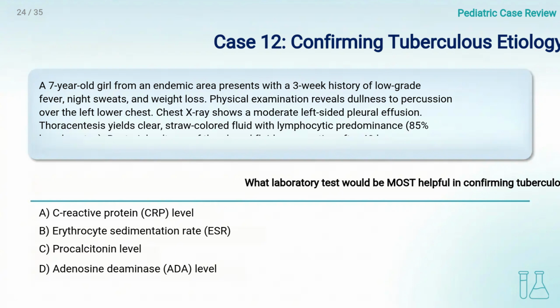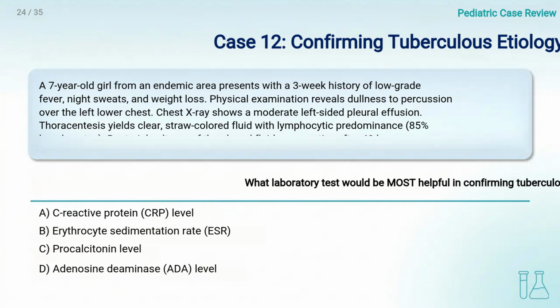Case 12. A 7-year-old girl from a tuberculosis endemic area presents with a 3-week history of low-grade fever, night sweats, and weight loss. Physical examination reveals dullness to percussion over the left lower chest. Chest X-ray shows a moderate left-sided pleural effusion. Thoracentesis yields clear, straw-colored fluid with lymphocytic predominance at 85% lymphocytes. Bacterial cultures of the pleural fluid are negative after 48 hours.